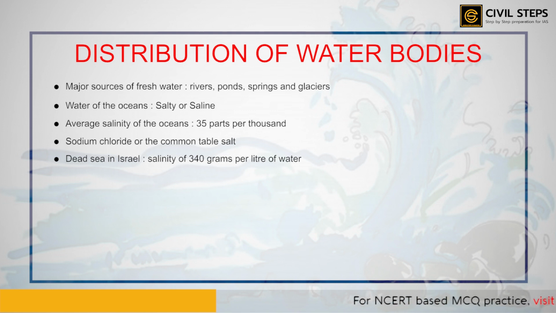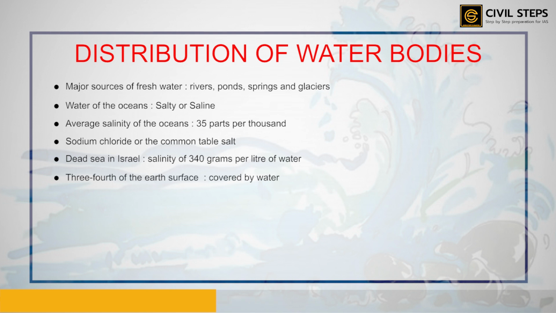The Dead Sea in Israel has a salinity of 340 grams per liter of water. And we all know that 3/4 of the earth's surface is already covered by water, but the availability of fresh water is very limited. Hence, the following table gives us the distribution of water in percentage.